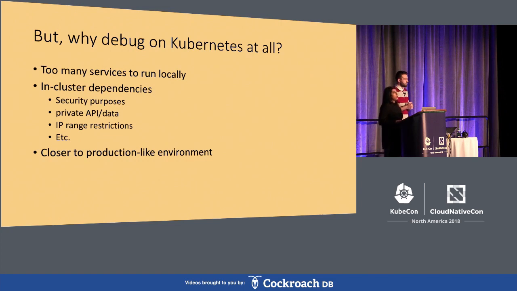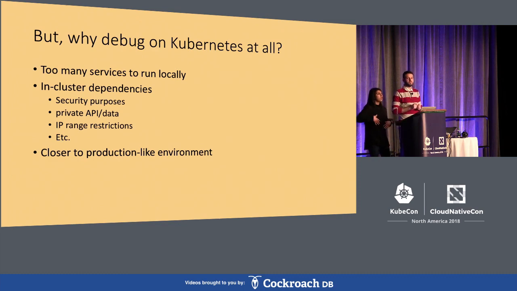But you might be wondering, why do I want to debug on Kubernetes at all? Well, we get to a point where there are too many services we have to run locally. You might also have some security constraints that don't let you do things outside of your cluster. So some in-cluster dependencies, like you might need access to private APIs and data. You might have IP restrictions or things of that nature. And also, debugging on Kubernetes lets us get closer to a production-like environment.